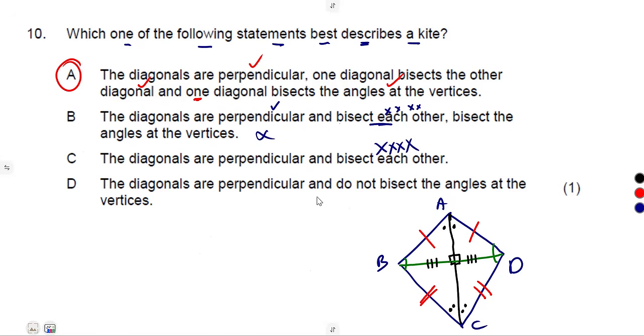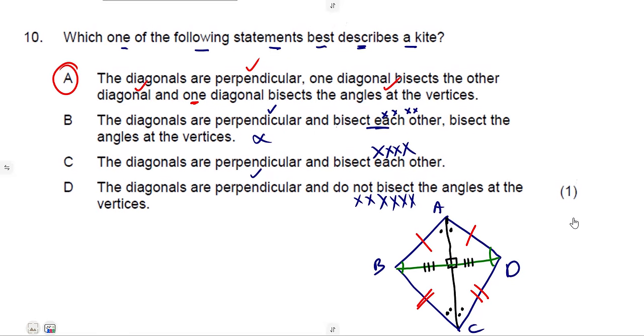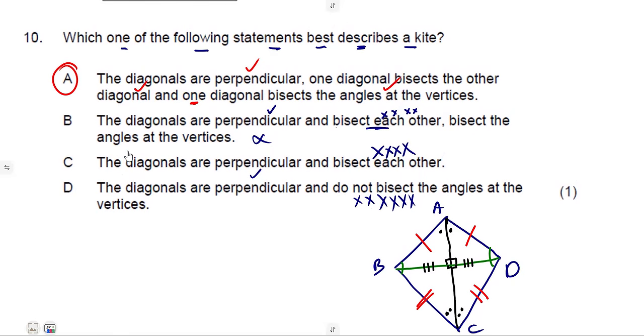Diagonals are perpendicular and do not bisect the angles. Yes, they are perpendicular, but to say they do not, when one of them does that condition of bisecting the angles, not all of them. So this statement there becomes wrong. All right, so that is from these. A is the best answer that we can choose.